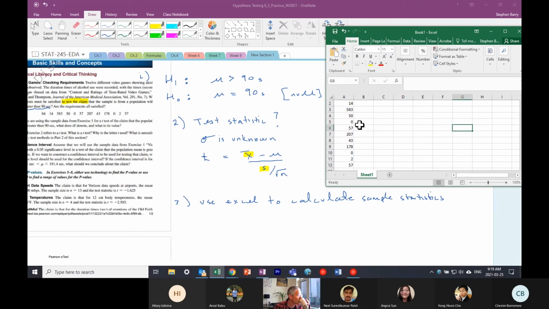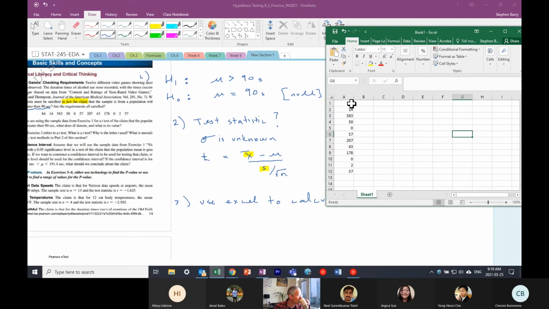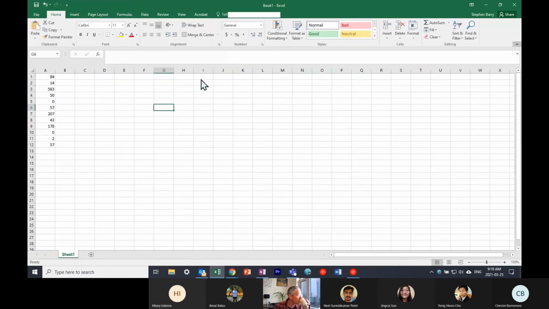You always want to double check that if I made an entry error here, that would be called a non-sampling error, right? That's just me being sloppy. So you always just want to double check that your numbers look good. Your sample size is the same, right? 12 looks good to me so far. And now I can just work with this and easily calculate the mean and the standard deviation.